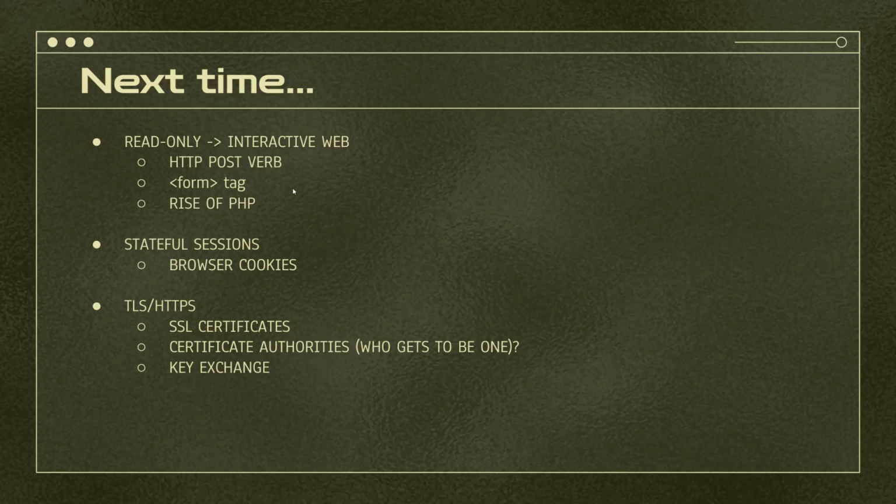So we're going to look at the rise of the interactive web via the HTTP post verb, which allowed you to both write and read from the web, and the form tag, which was the initial way of sending data to the backend. The rise of PHP, which turned out badly, but you may be surprised that it still has some influence in the design and architecture of front-end frameworks today. We'll look at stateful sessions, being able to log in and log out using browser cookies. And then I'll give you a primer on web security via certificates and how those work.